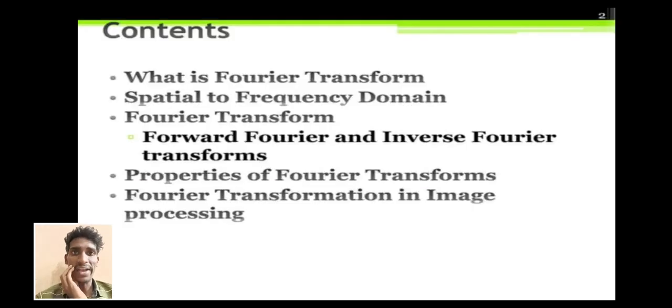First, I would like to cover in this presentation: what is Fourier transform, spectral to frequency domain, forward Fourier and inverse Fourier transform, properties of Fourier transform, and Fourier transformation in image processing.